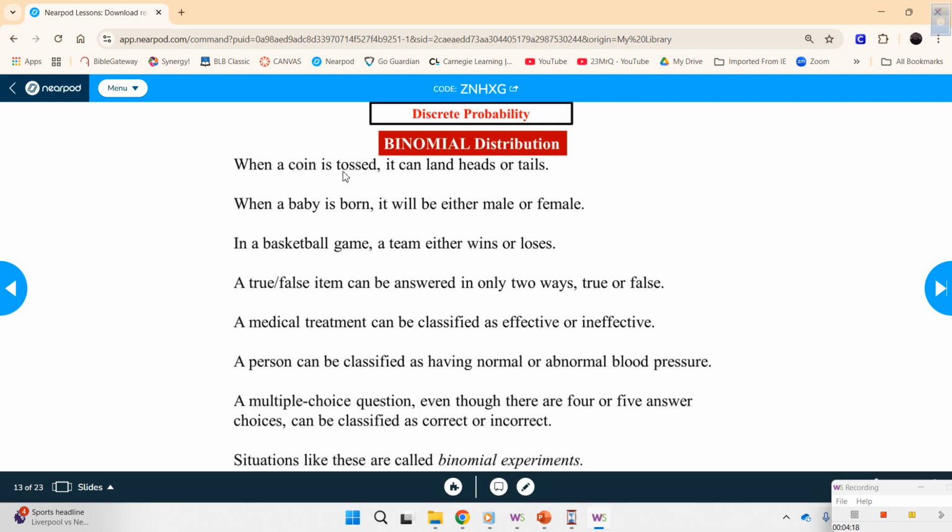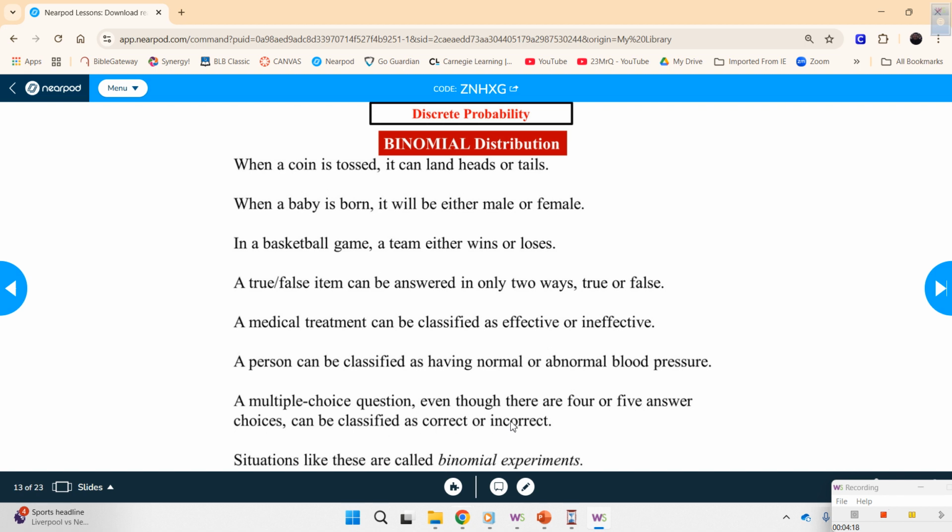It reads: when a coin is tossed, it can land either heads or tails. When a baby is born, it can either be male or female. In a basketball game, the team either wins or loses. When they ask you to answer a true-false question, there are only 2 answers, true or false. A medical treatment can be classified as effective or ineffective. In regards to blood pressure, a person can have either normal or abnormal. For multiple choice questions, even though sometimes you have 4 to 5 different options, at the end it's either what?